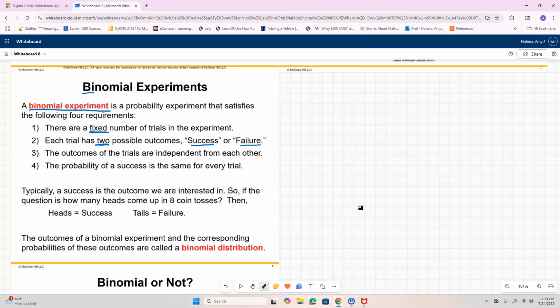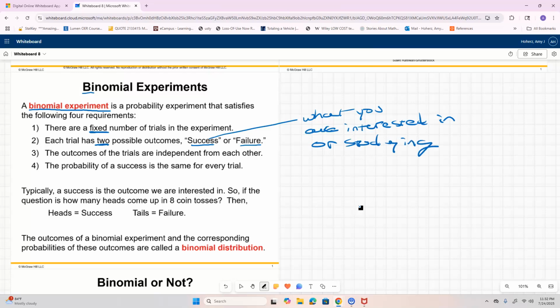Like your success might be finding a defective part, or a success might be doing an interview and finding someone who had something negative happen to them, like got sick in the last month or something like that. So it's not always something good. Success is merely just what you're interested in or looking at, or studying. So it's not necessarily good or bad, but they still call it success and failure.